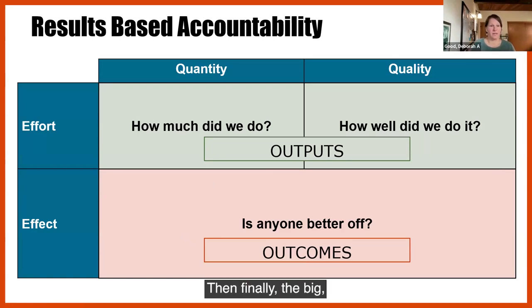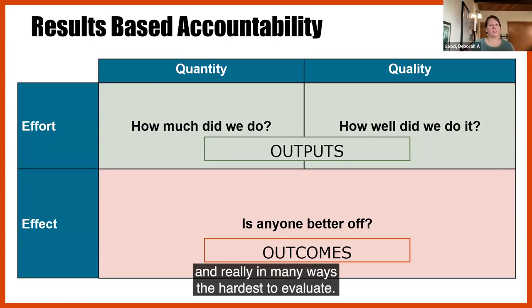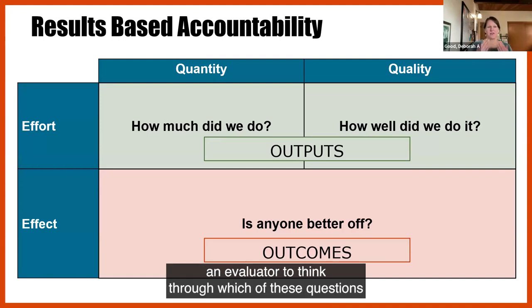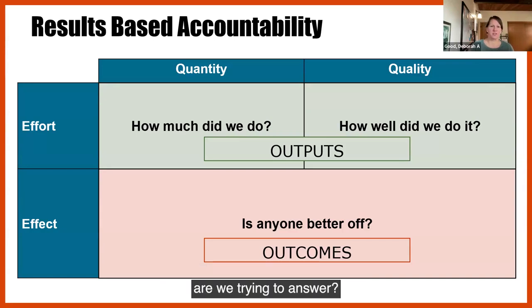And then finally, the big and really in many ways the hardest to evaluate, but the thing everyone's wanting to know: is anyone better off because of what we did? That's the effect. And so I have really adopted these three questions into my own practice as an evaluator to think through which of these questions we are trying to answer. Are we hitting all three? Are we focusing on one?